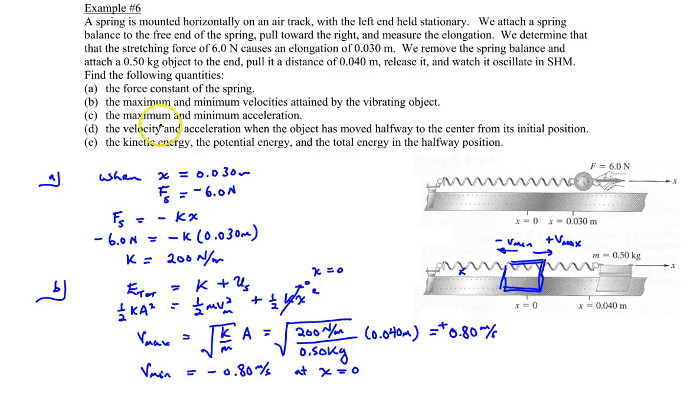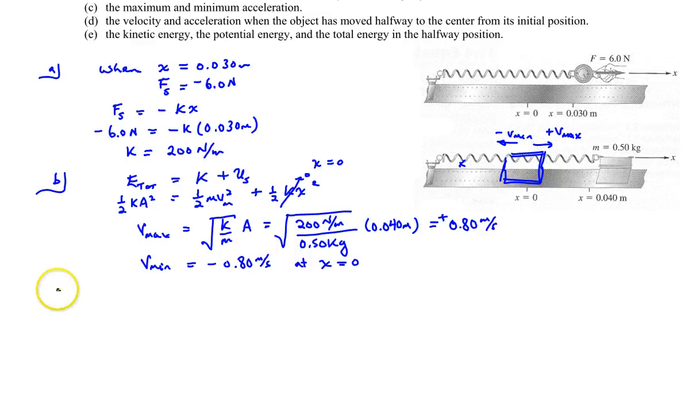Okay, let's go to part C. It's asking for the maximum and minimum accelerations. So we need to find something that relates the acceleration to the known information. Well, we're given the displacement, and we also know that the acceleration is directly proportional to the displacement. So if we can find some relationship that relates the acceleration to the displacement, that would be great. Let's try to derive it here.